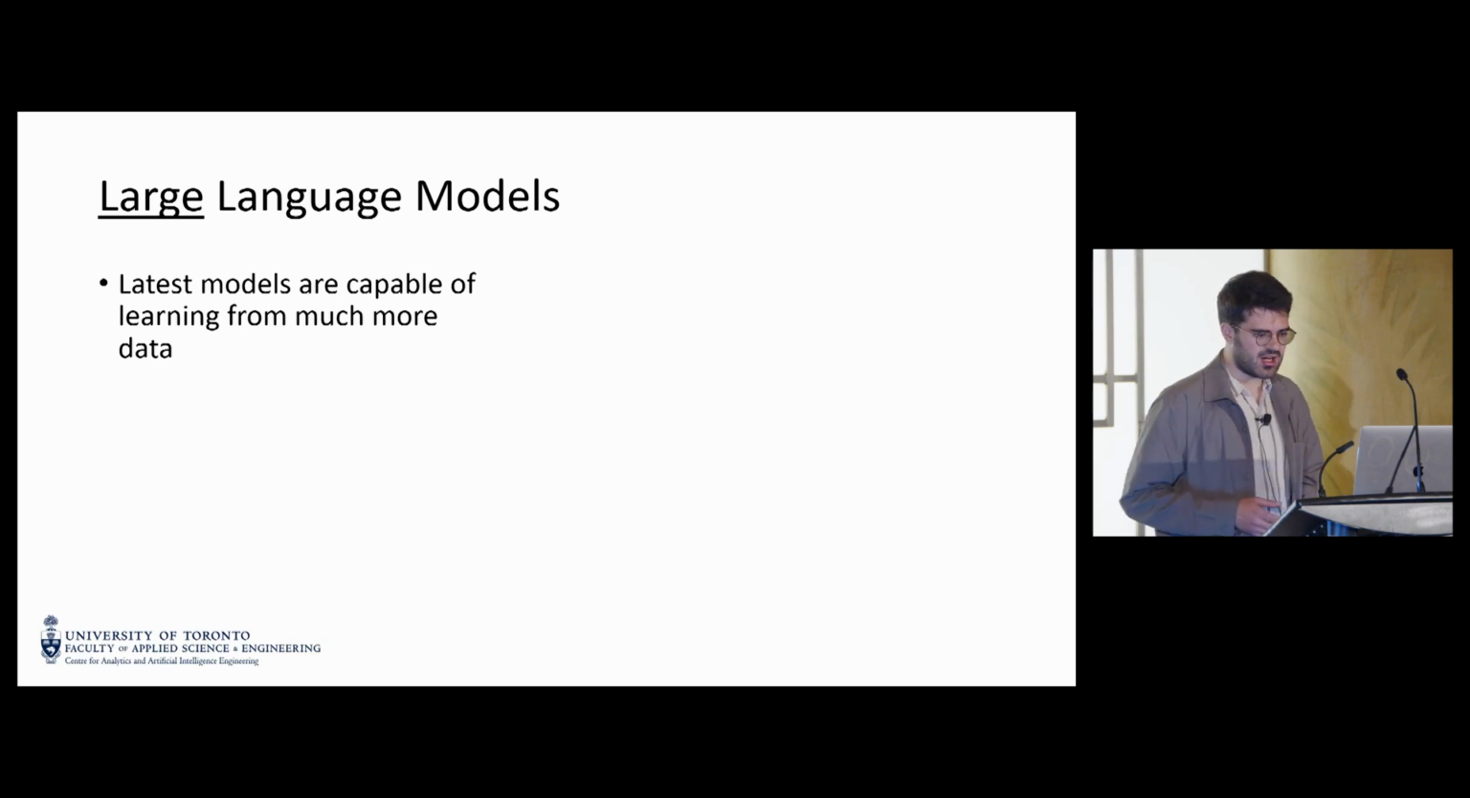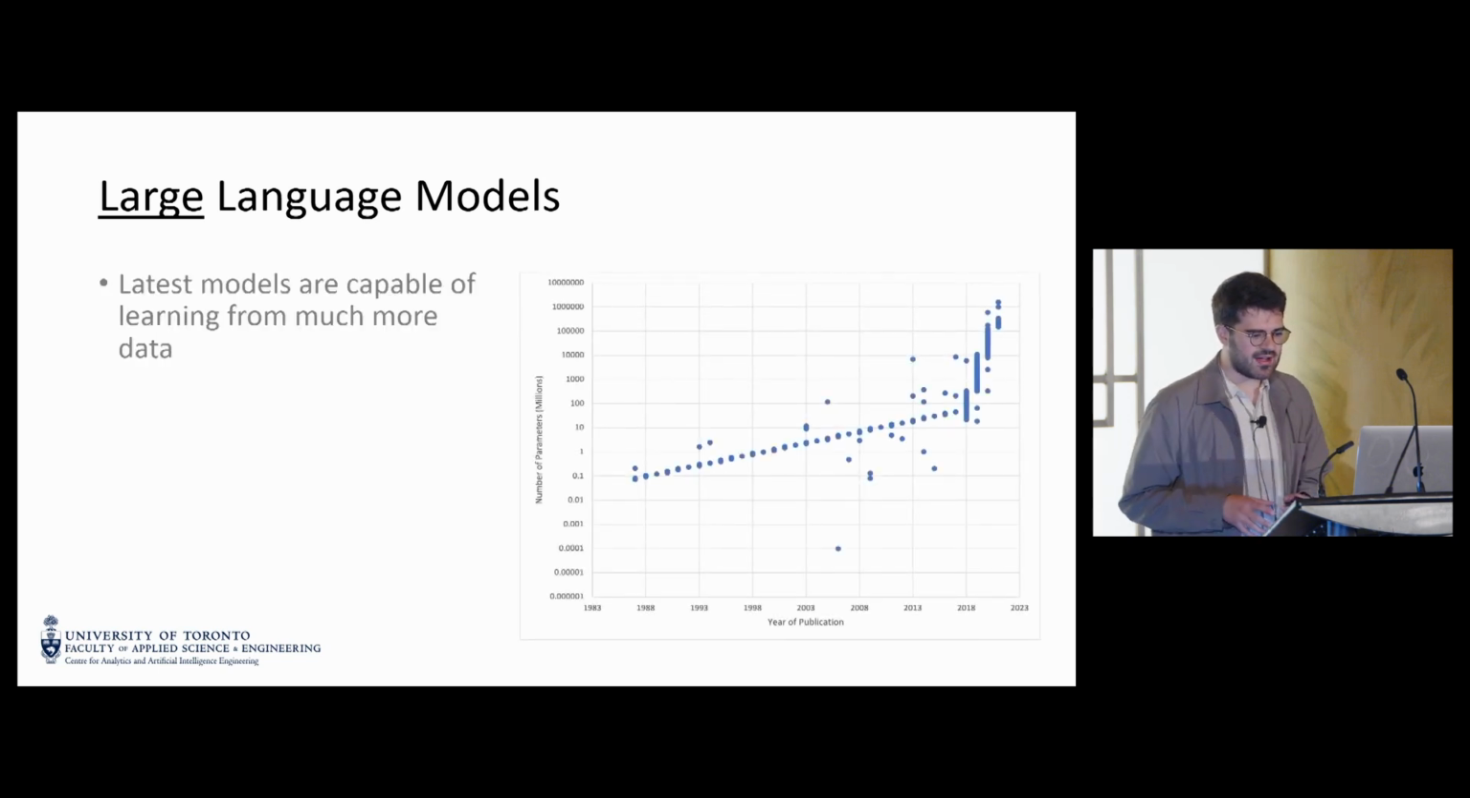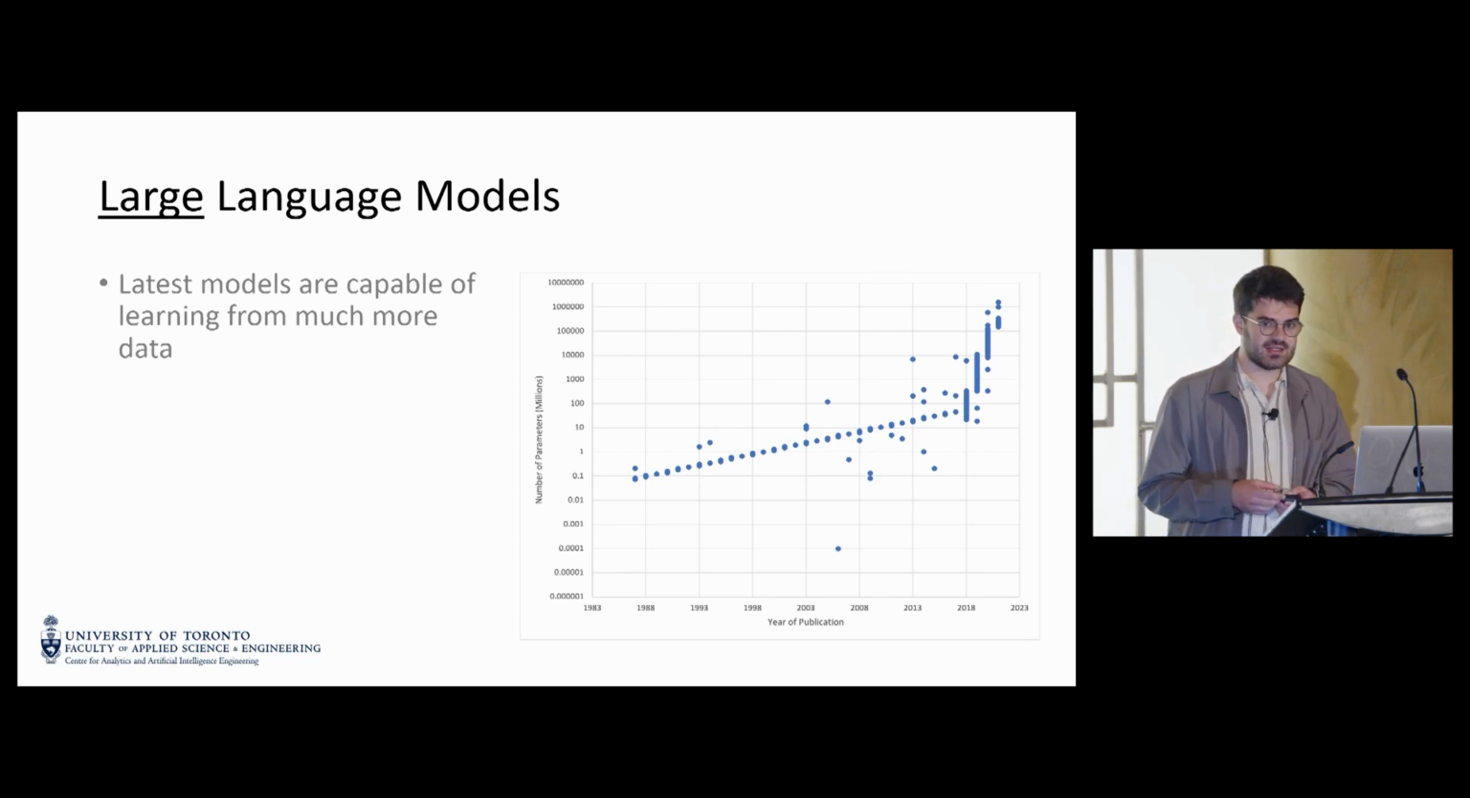And what do we mean when we talk about a large language model? It's exactly what it sounds like. The latest models that we have are capable of learning from much, much more data than early models were. I have a graph on the right here that shows the size of neural network-based language models over the last 40 years. The y-axis here is logarithmic, so that long straight line that you see is actually an exponential increase in the size of these models.